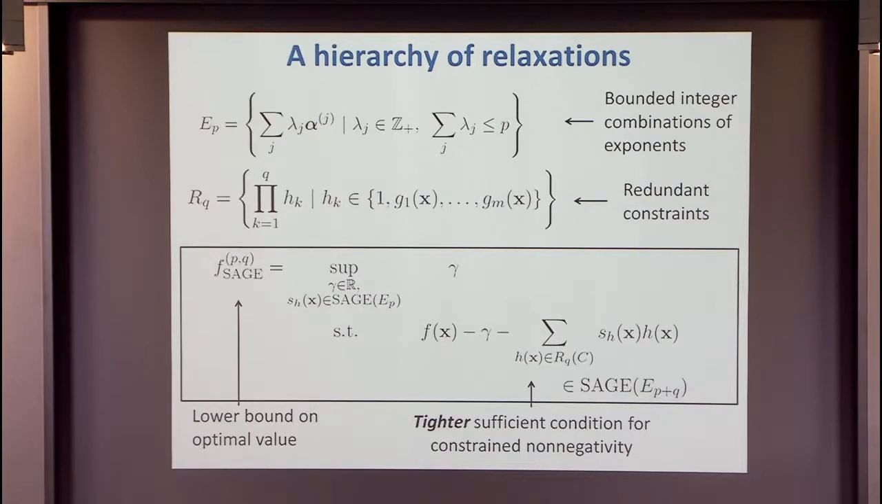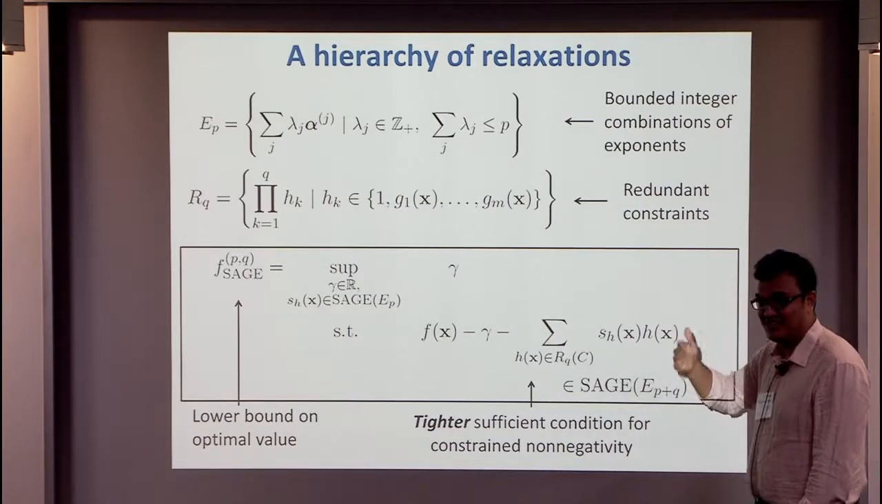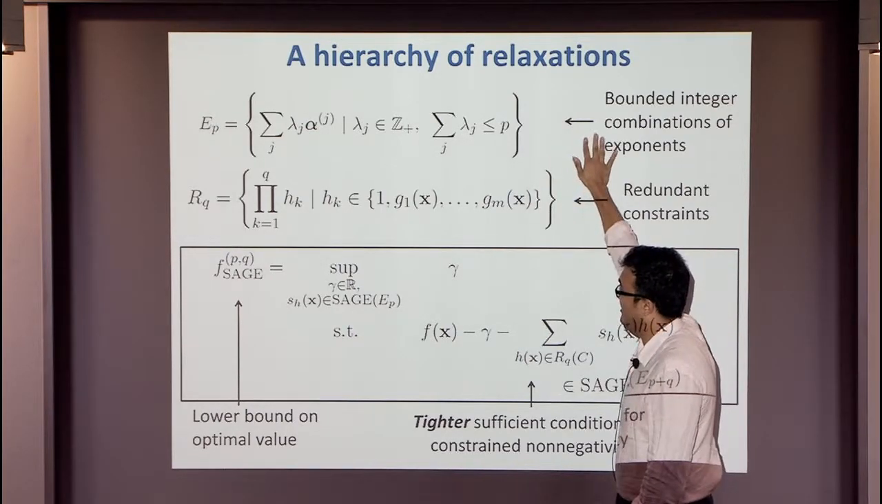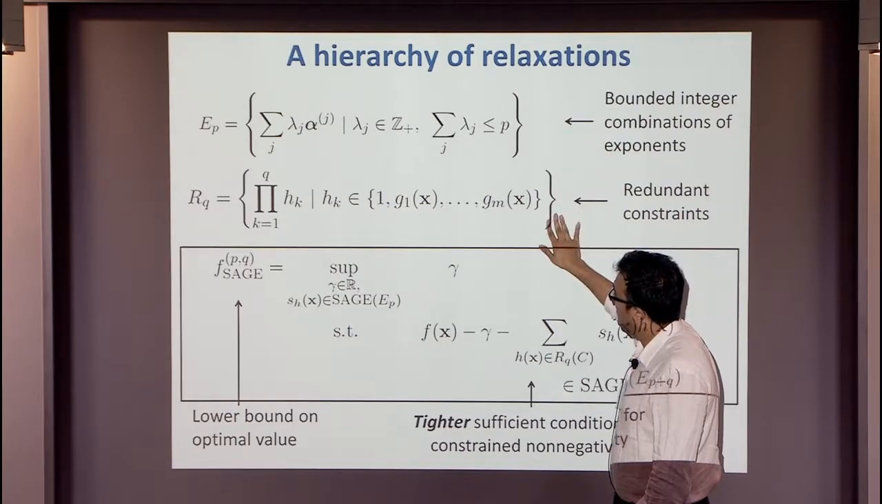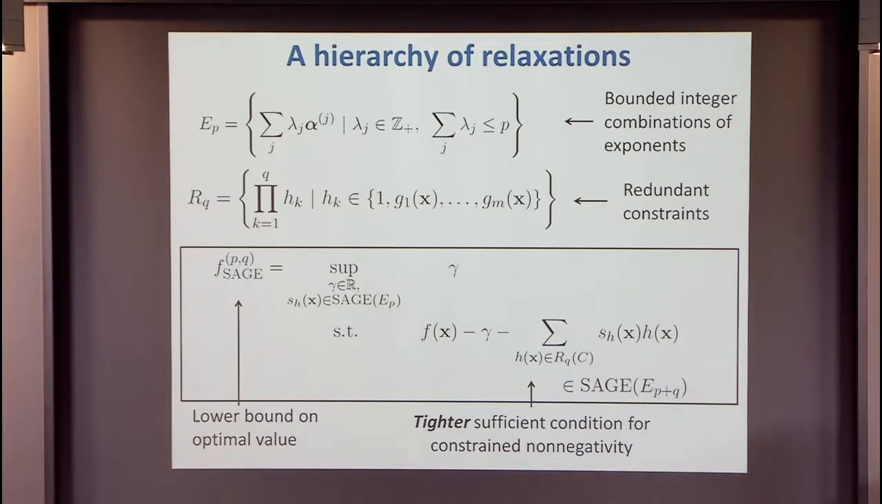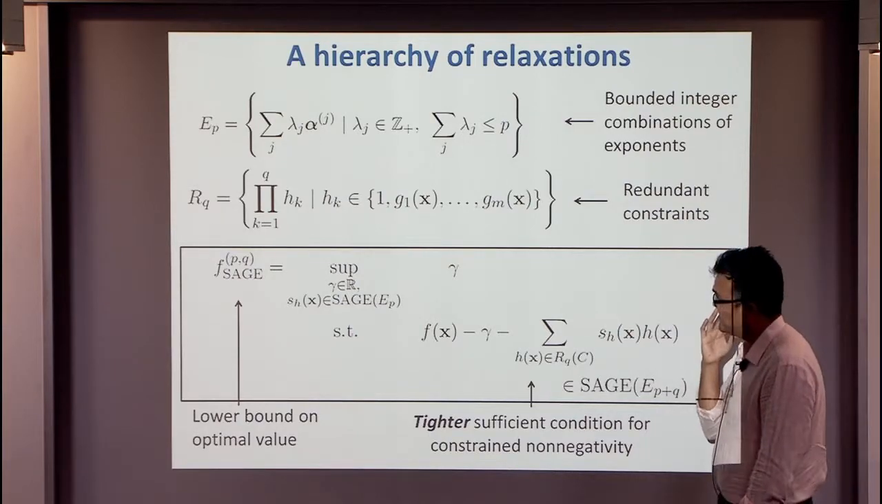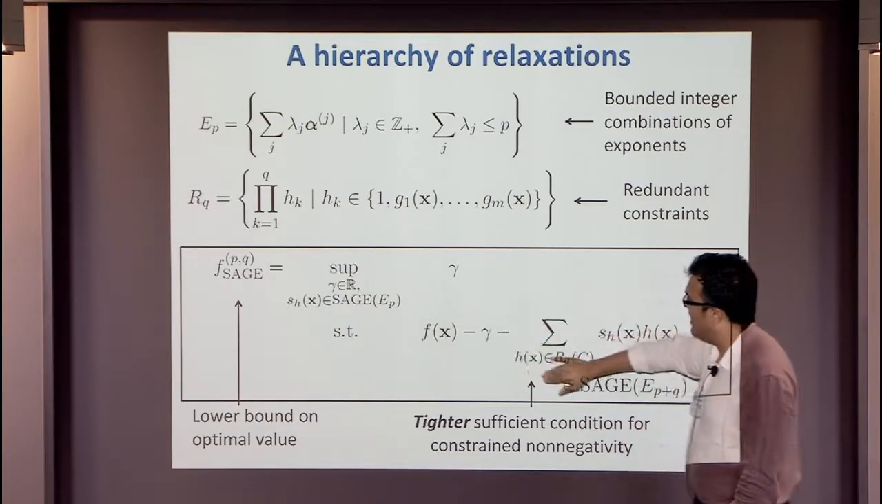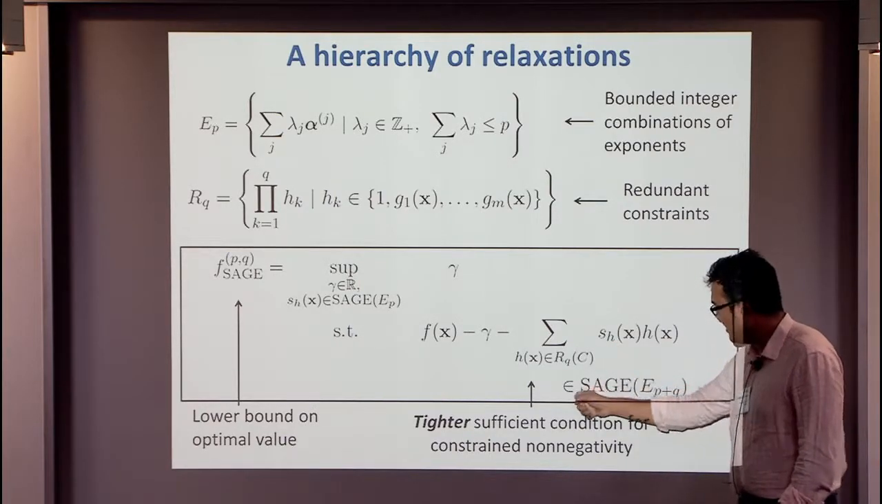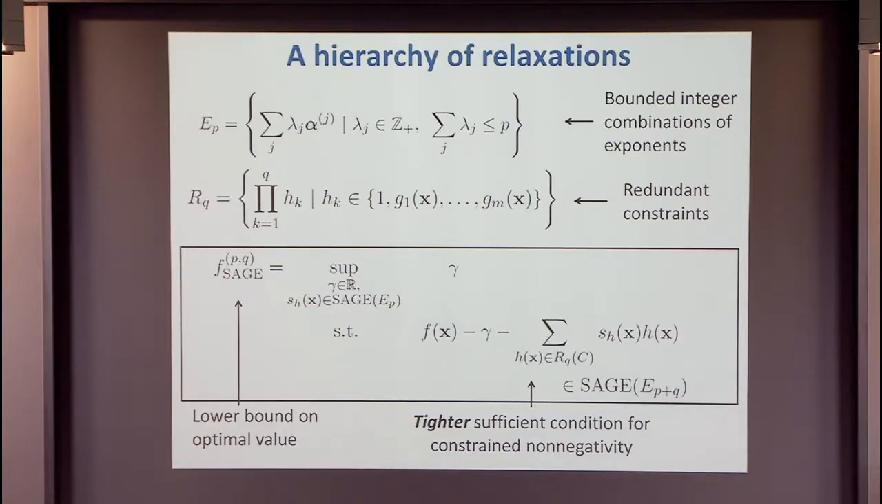Okay. So one can again talk about a hierarchy of relaxations in the constrained case. We have the same bounded integer combinations of exponents as before. We have products of our constraints, and these specify redundant constraints, as is standard in optimization. You maximize a lower bound subject to adding in all these redundant constraints and asking that these redundant inequalities also hold. And we use SAGE multipliers there.